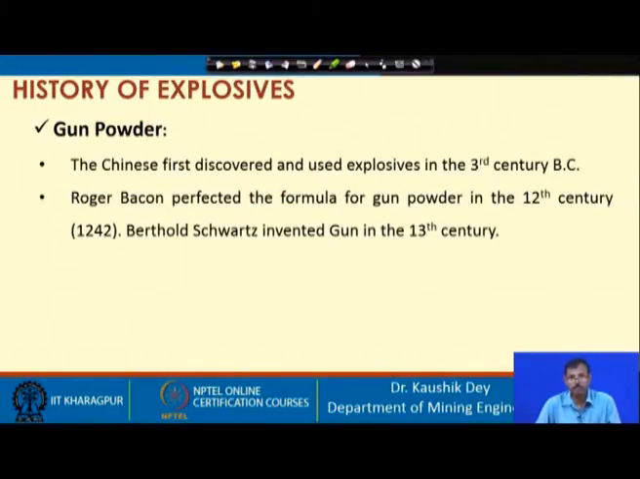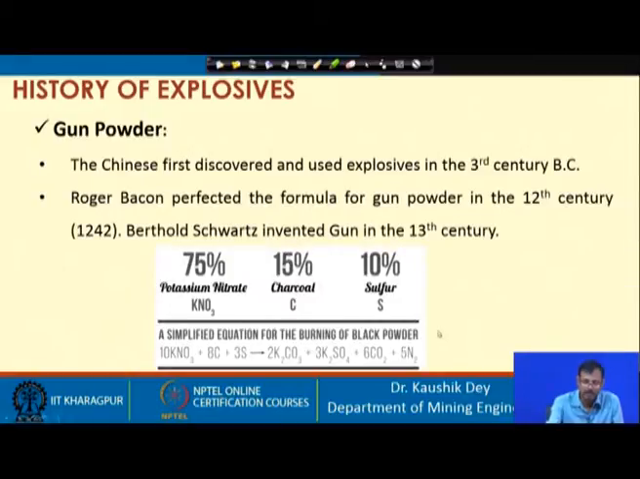and this time the use was different. It was not for worshipping; the gunpowder was used for fighting in battles. It was first used in artillery, where the artillery was fired using gunpowder. So the use of gunpowder changed from worshipping to battle, and later it was transferred to mining in the 16th century. So, what is gunpowder? Let us look at that.